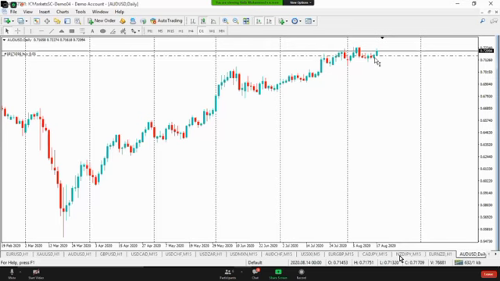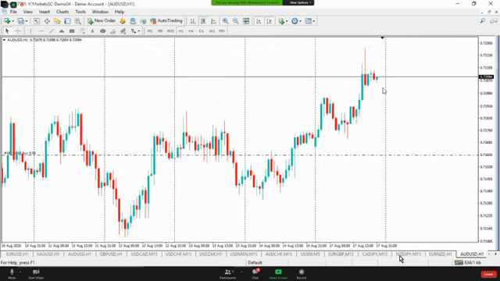So we are meant to catch the lows of Friday on Monday. So let's see that on the H1. As you can see, this trading range is for Monday, and this was Friday.